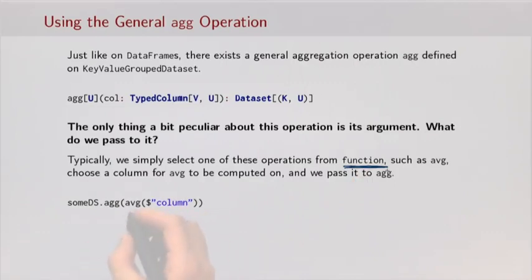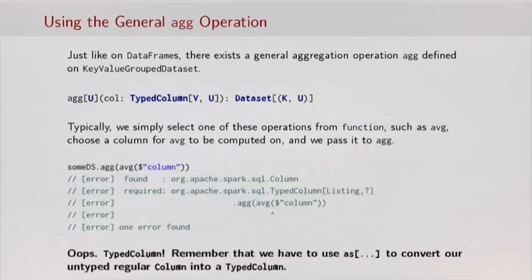And then all you do, in this case, let's say we've chosen one called average. We pass a column name to average, and then we pass this average of the column to the aggregate function. And that's how we get this aggregate where we compute the average in a certain column. Oops, the same thing happened earlier in the session. We forgot that this was supposed to be a typed column, so we can't just pass the column name to the average function here. We have to use this as method to convert our untyped regular column into a typed column.